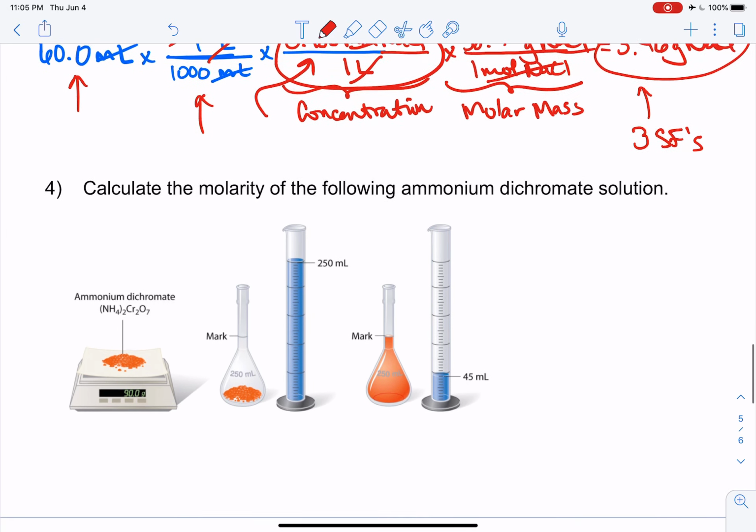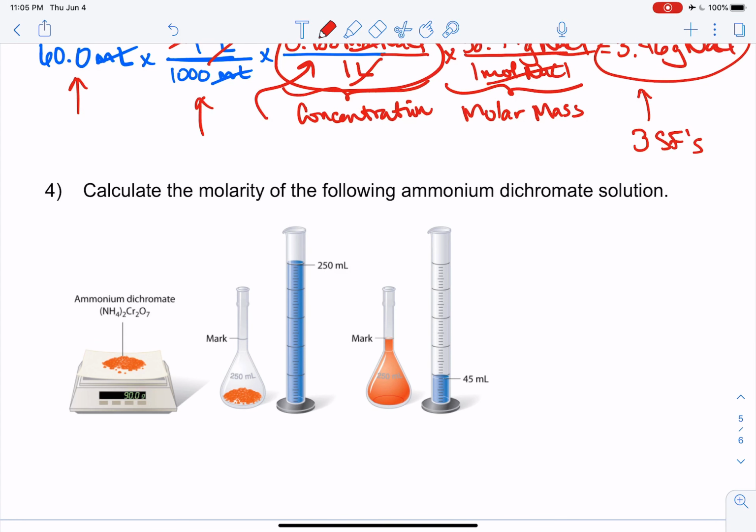So you can see in the picture below, we have a graduated cylinder. Now, you can use a graduated cylinder to make this solution, but it's less accurate than your volumetric flask. So just so you know there.